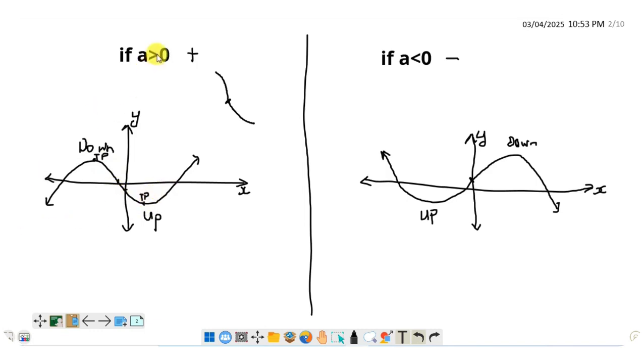So if a is positive, the graph starts with concave down followed by concave up. Where the concavity changes, that is the point of inflection, where it changes from one curve to the other. If a is less than 0, a is negative, the graph starts with concave up followed by concave down. Again it changes at the point of inflection.